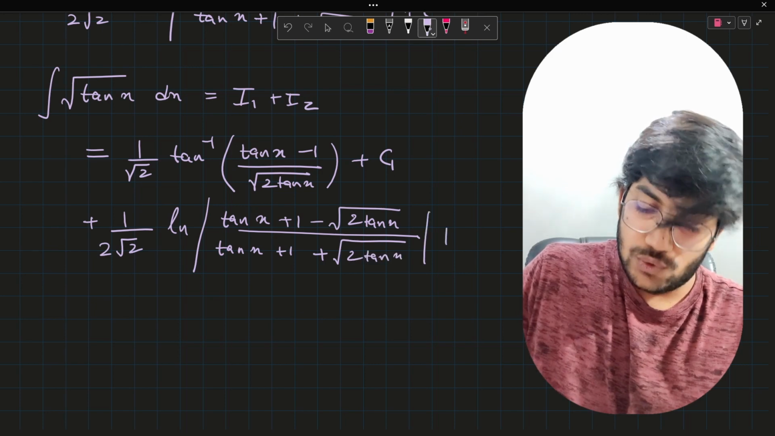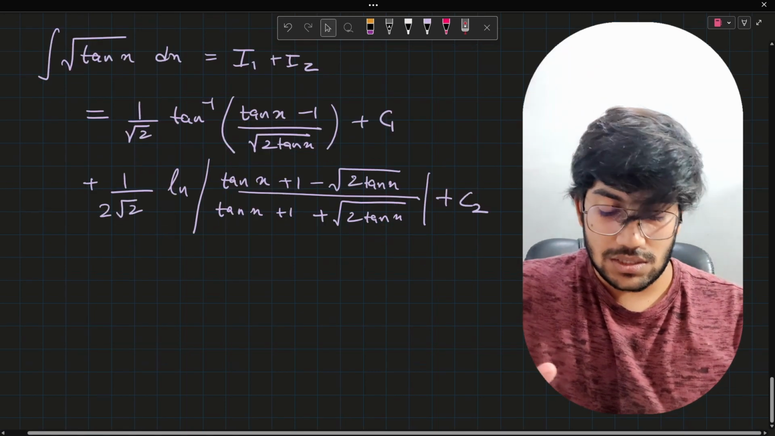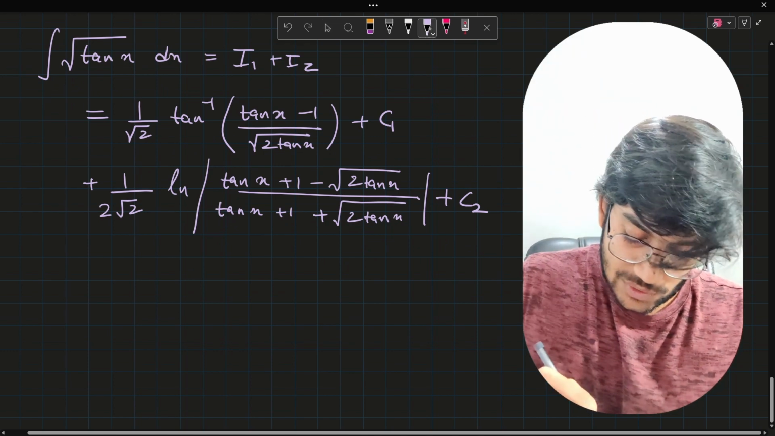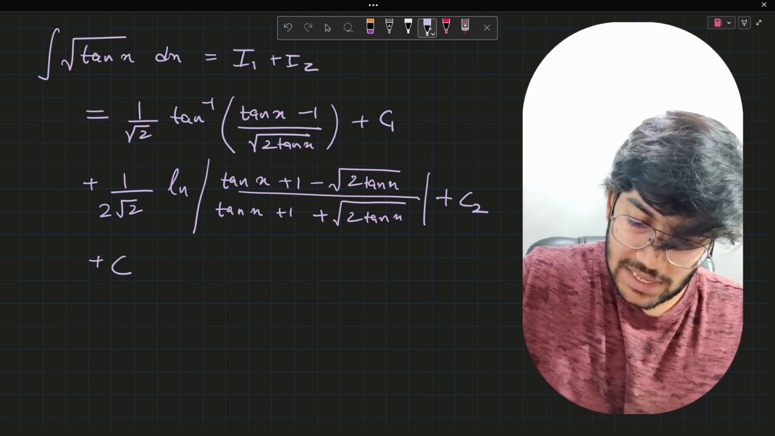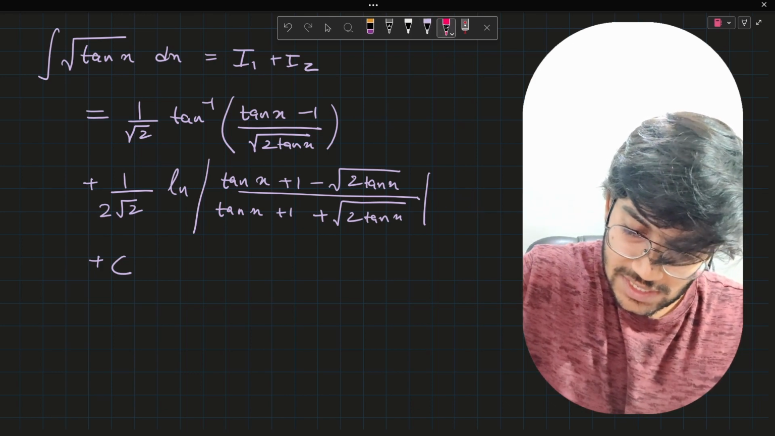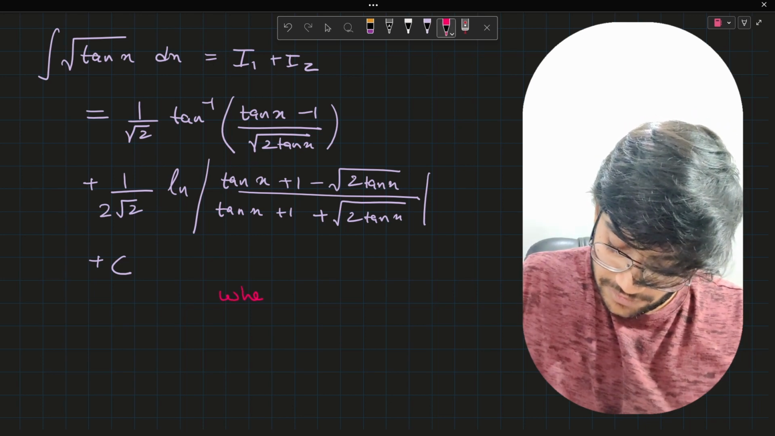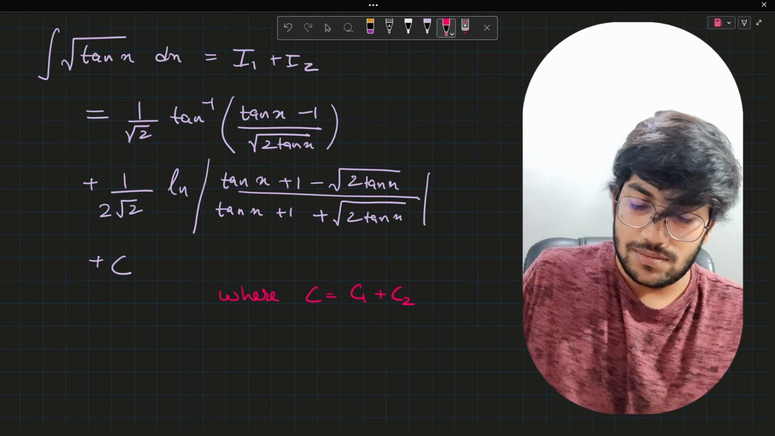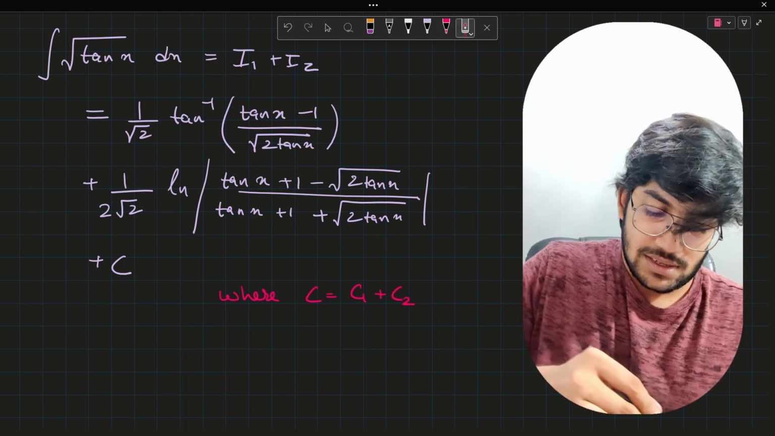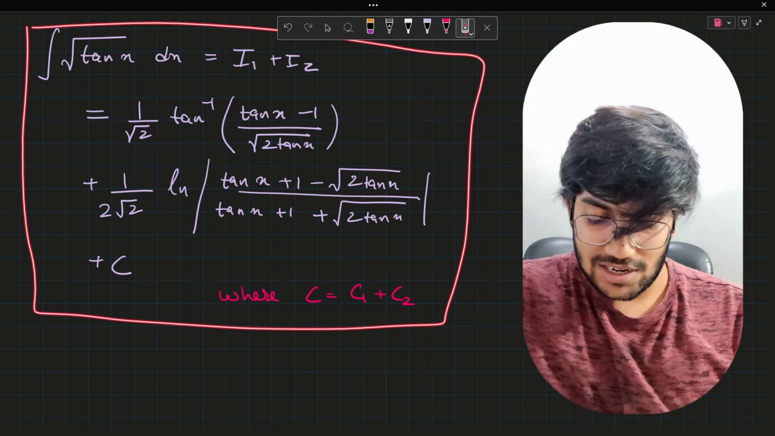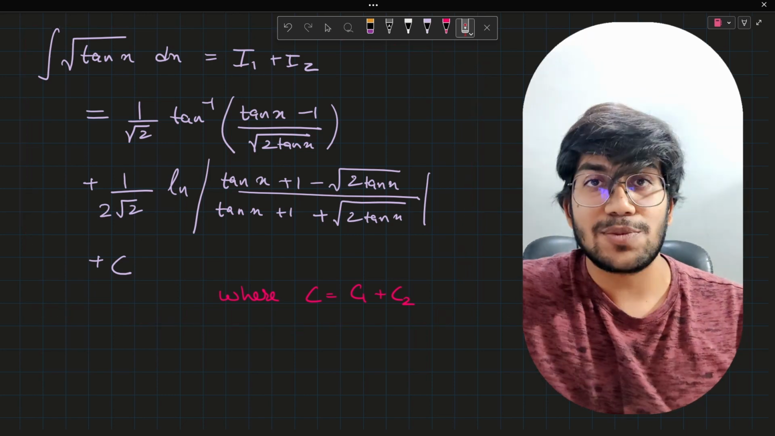plus c2. Now just to simplify it even further, what you can do is you can write a plus c and just erase these two integration constants and write where c is equal to c1 plus c2, and we are done. So this is our solution for this integration problem.